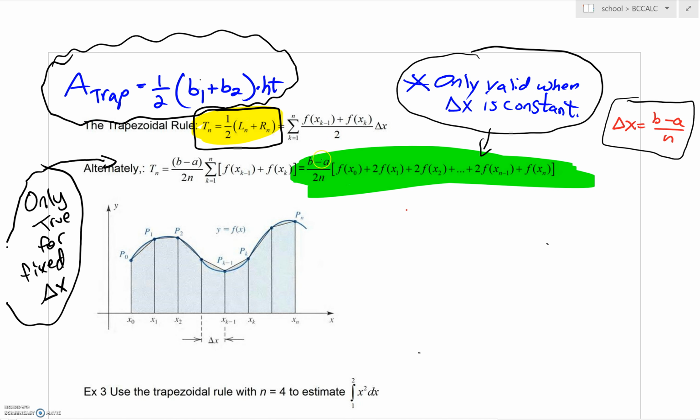But look what we have in green. It's b minus a all over 2n. And then in these brackets, we'll have f of x sub 0 plus 2 times f of x sub 1 plus 2 times f of x sub 2, plus 2 times f of x sub 3, all the way to the very last value, f of x sub n. But notice this one isn't doubled. I want you to pay close attention to how the first and the last f values don't have 2's in front. And that can really make kids wonder what in the world is going on.